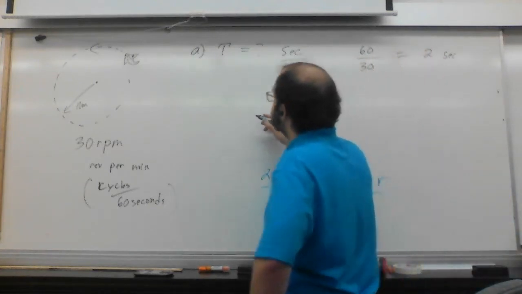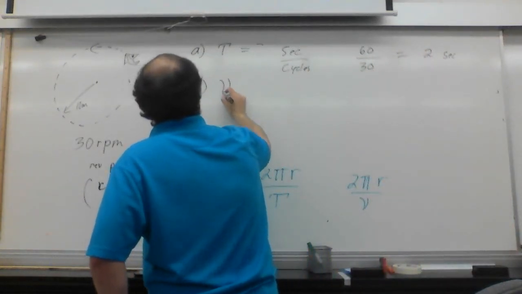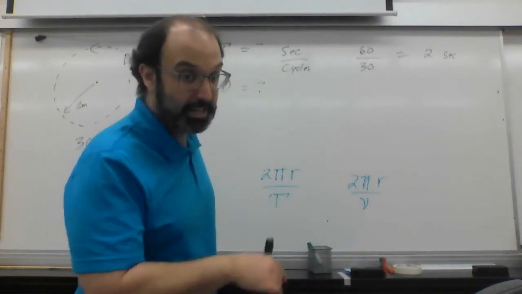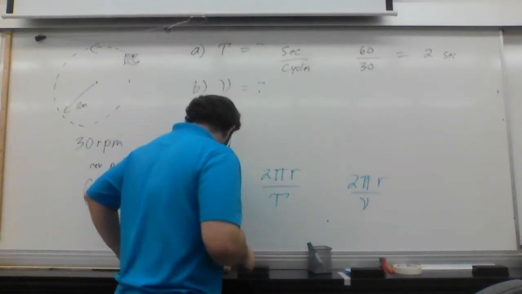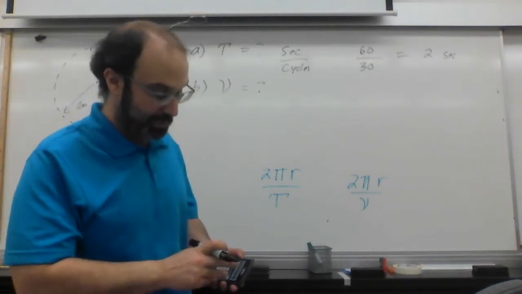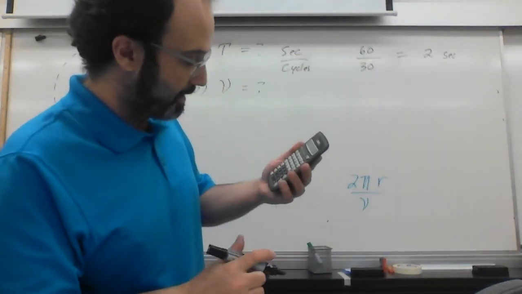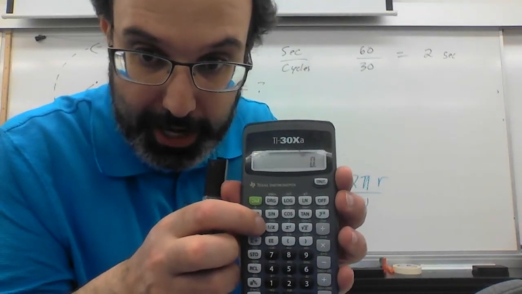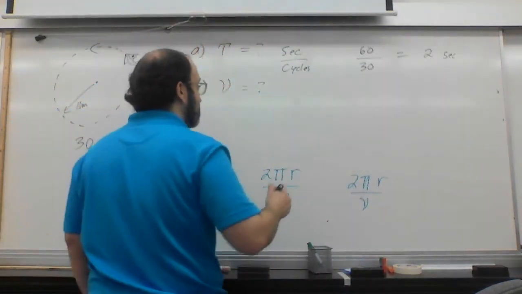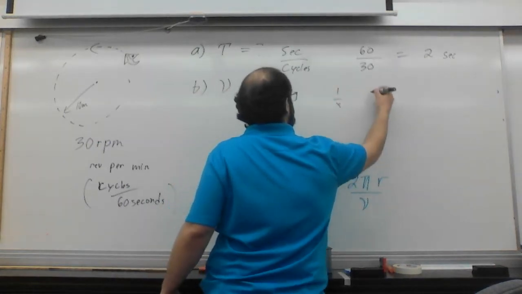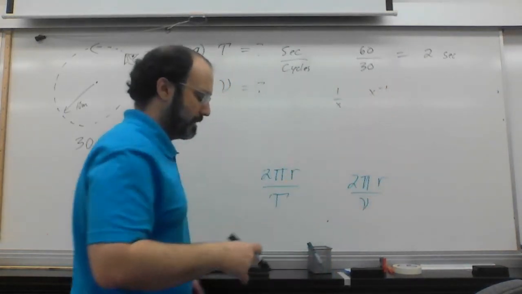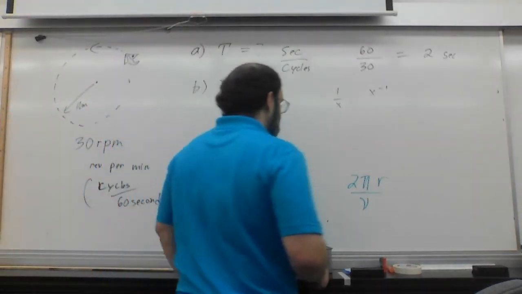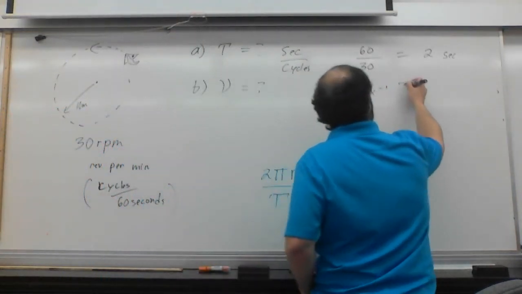Frequency. Frequency is easy. I mean, I could do the math. There's actually a button on your calculator to do it for you, depending on which calculator you have, of course. In the case of this one, it's right here. It's the 1 over x button. It's either going to be 1 over x, or it's going to be x to the minus 1, either one. And what you do is you put 2, and then you push that button, and it gives you the answer, 0.5.